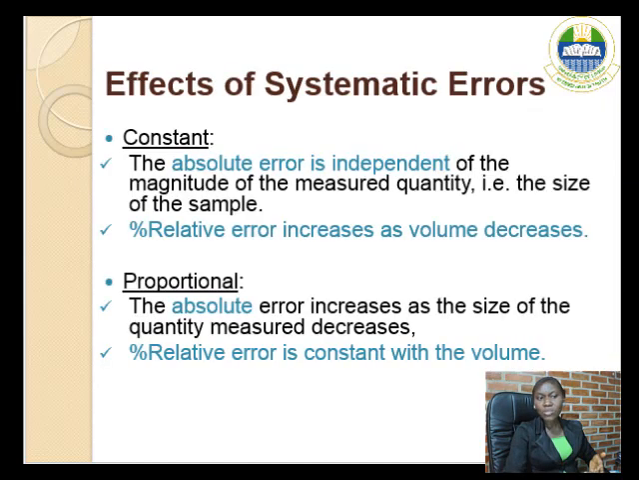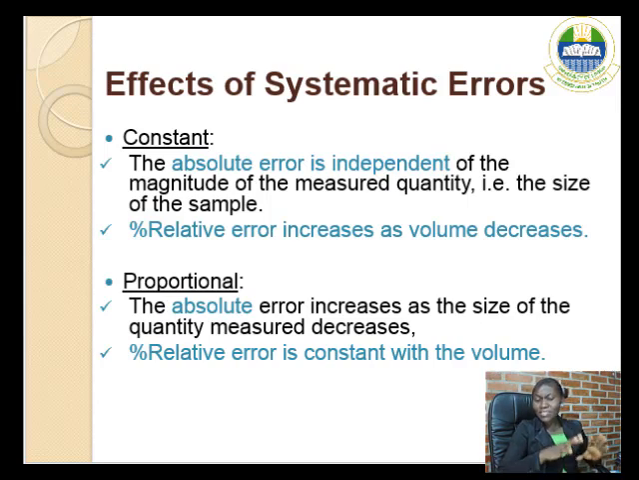Now let's take a look at some of the effects of systematic errors. We have the constant effect and the proportional effect. Constant means the deviation becomes more serious as sample size becomes smaller. That is, the absolute error is not dependent on the magnitude of the measured quantity, that is the size of the sample. Here the percentage relative error increases as the volume decreases. But for the proportional effect, the absolute error increases as the size of the quantity measured increases. I hope you're getting me.